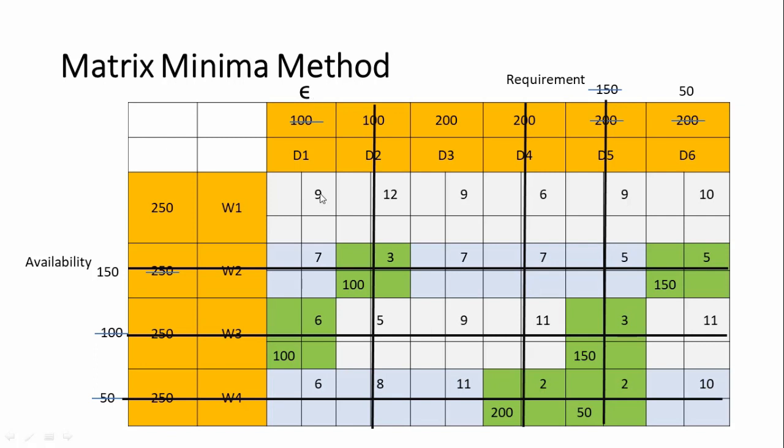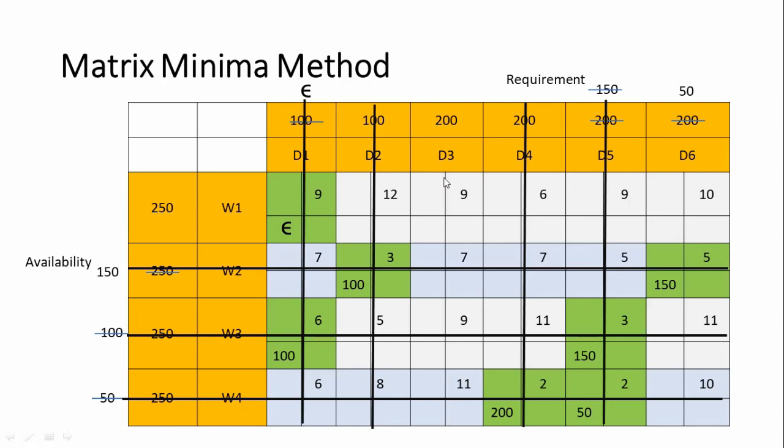Now the next minimum cell we observe is 9. For the 9, what is the availability? We have 250 units, but the requirement is only epsilon. So we allot epsilon units from W1 to D1, where epsilon is nothing but 0 units. This 250 is not going to be affected because epsilon is equal to 0.